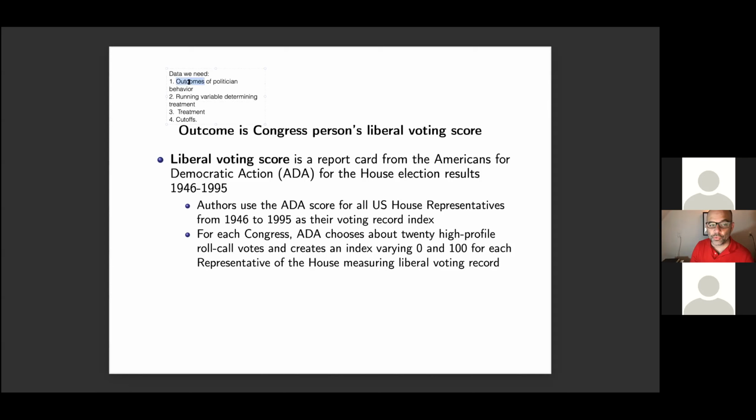So what we're going to do is we're going to get outcomes from the liberal voting. We're going to get a liberal voting score.